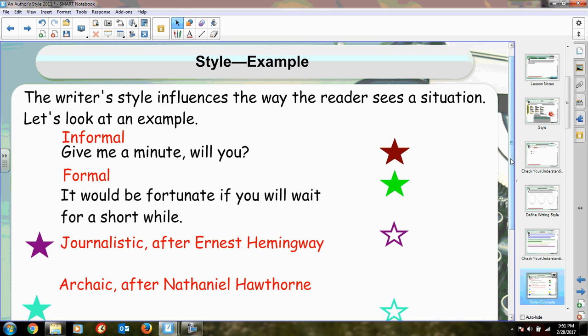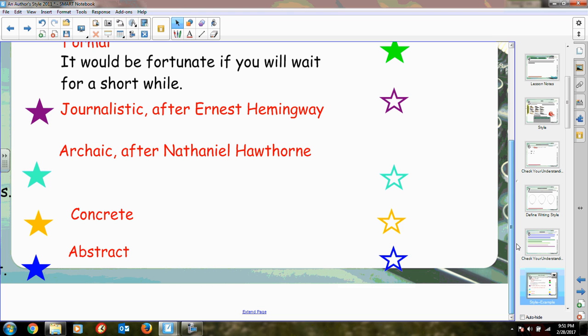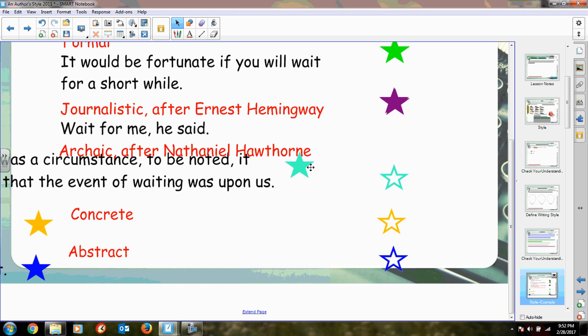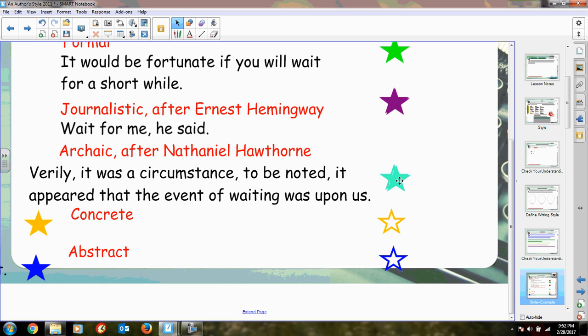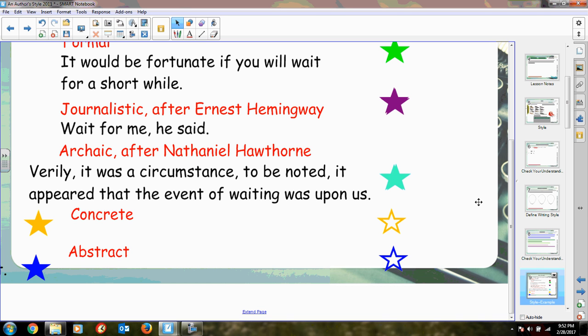Okay, so let's look at the next pair. We have Ernest Hemingway, who was known for his journalistic style. He might say, "Wait for me," he said. Whereas Nathaniel Hawthorne might say, "Verily, it was a circumstance to be noted. It appeared that the event of waiting was upon us." Now, I don't know about you, but I almost have to go back and reread that going, what was he speaking? Well, it's very archaic, very old-fashioned.